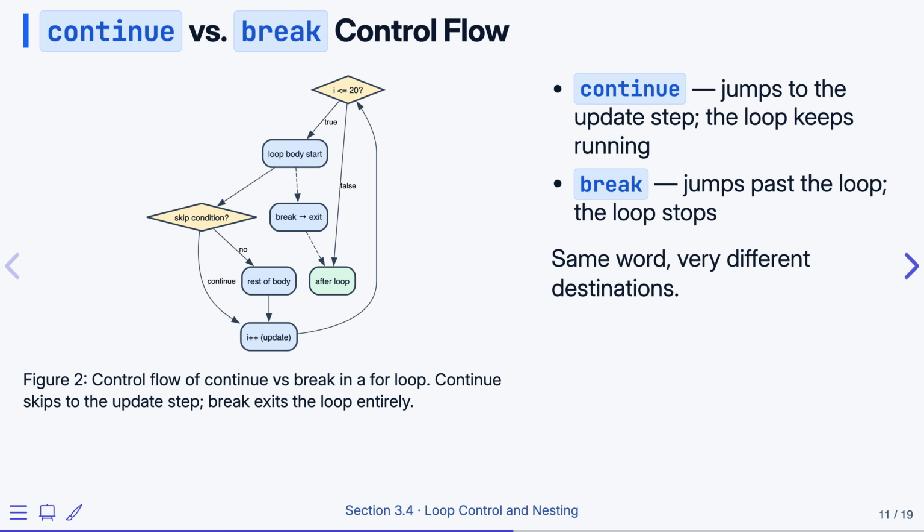This figure puts the two side by side, so you can see the difference clearly. Follow the continue arrow. It goes to the update step, i++, and then back to the condition. The loop keeps running. Now follow the break arrow, shown as a dashed path. It goes straight past the loop, all the way to the code after it. The loop stops. So continue means skip ahead to the next pass. Break means leave the loop entirely. Same kind of statement, but very different destinations.